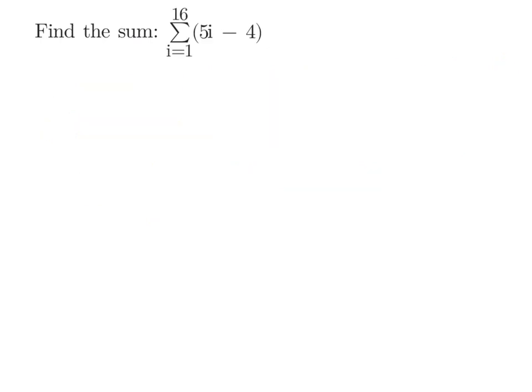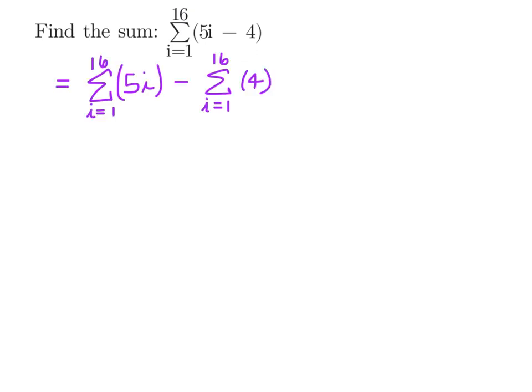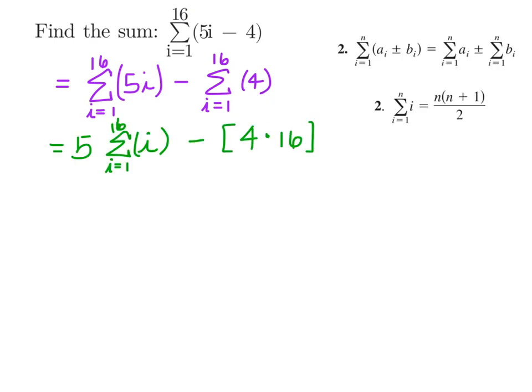So here's another example, and let's find the sum of this expression here. So we're going to start with 1 and end with 16, and our expression is 5i minus 4. So the first thing that I do here is I'm going to use that addition-subtraction rule to separate these two terms. So I'm going to sum the 5i and the 4 separately. So I'm going to pull the 5 on the outside because that's like the constant multiple, and then I'm going to figure this guy out. I'm going to use this rule in just a moment, and because this is just a constant, I just multiply 4 times 16.